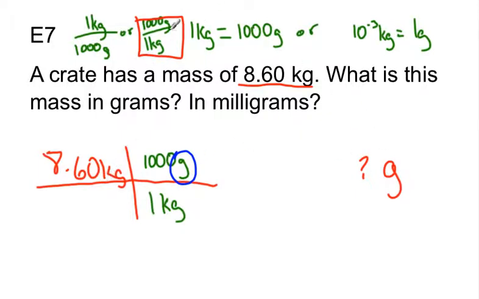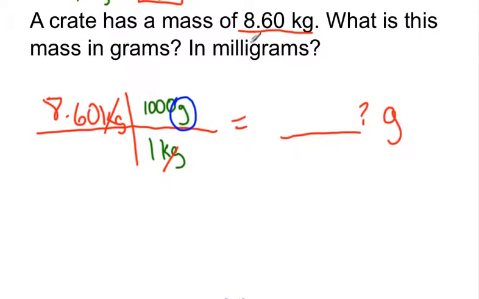So I'm going to go ahead and cancel, go back to red, cancel that with that. 8.60 times 1,000, that would be my answer. I'm going to let you do that with your own calculator. Let me scroll down here. Let's do the second part. So that was the first part. Let's go to milligrams now.